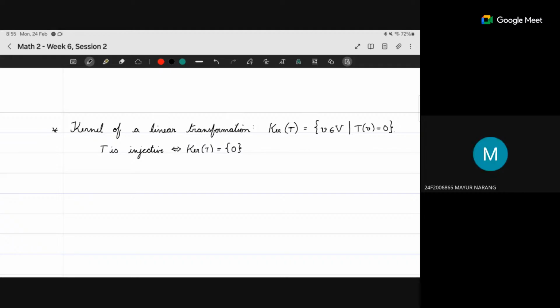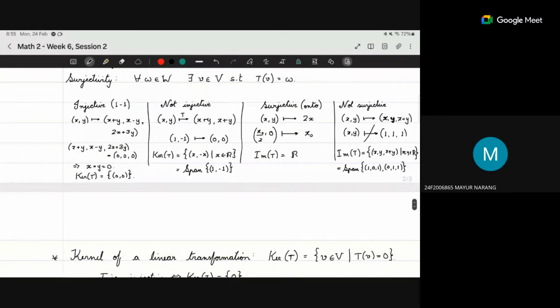Can we have one example? This is why I gave you the examples beforehand itself. I can give you another example if you want. In this case, you see (x, -x) as x varies in R. So you have as many real numbers as you have, that many elements in the kernel.